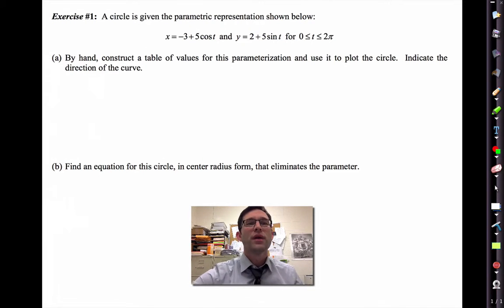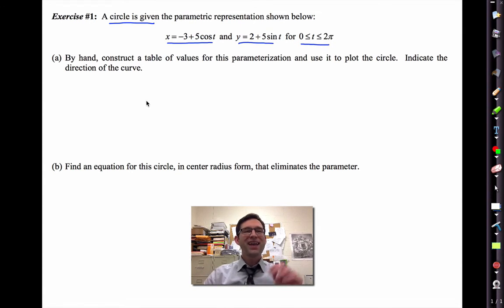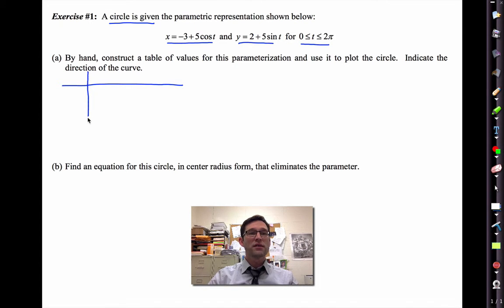In exercise 1, I tell you that the following equation is the equation of a circle. So a circle is given by the parametric representation shown before, where the x-coordinate is given by this function, the y-coordinate is given by this function, and the parameter goes from 0 to 2 pi. It says, by hand, construct a table of values for this parameterization and use it to plot the circle, indicate the direction of the curve. Alright, so on the advanced placement calculus exam, we could easily see something like this come up.